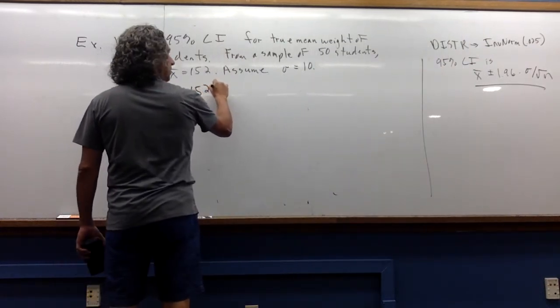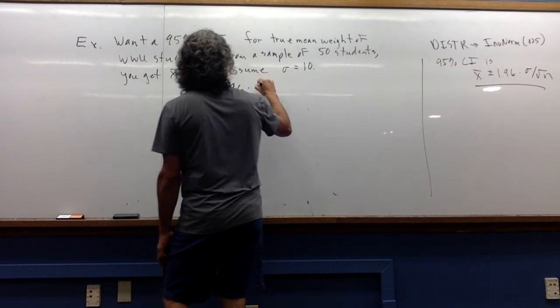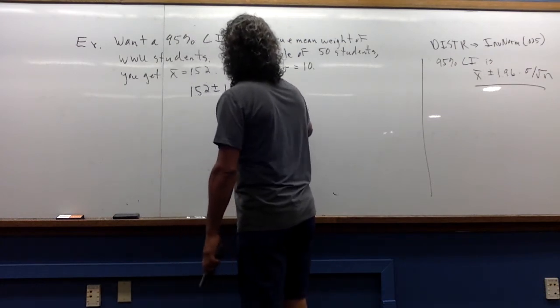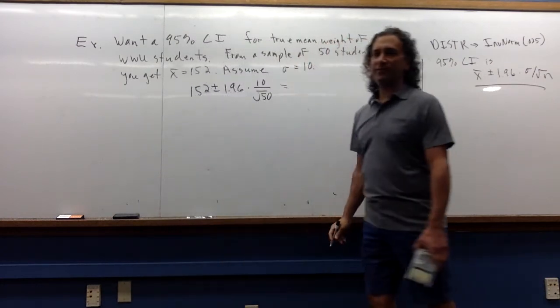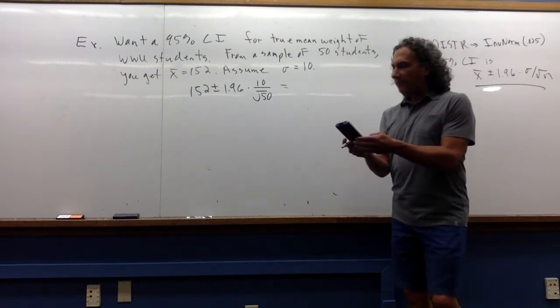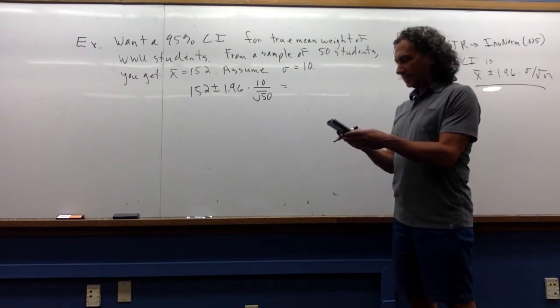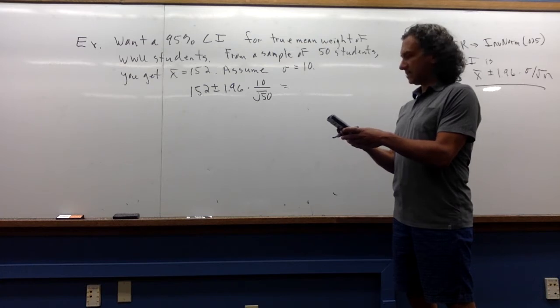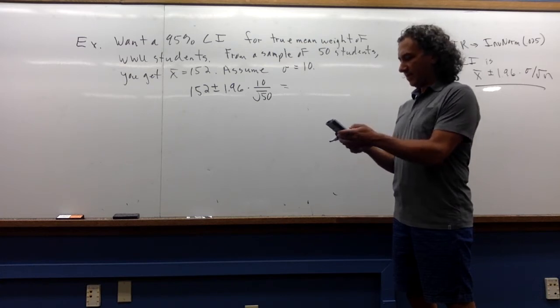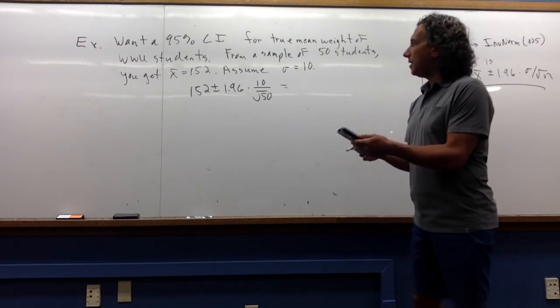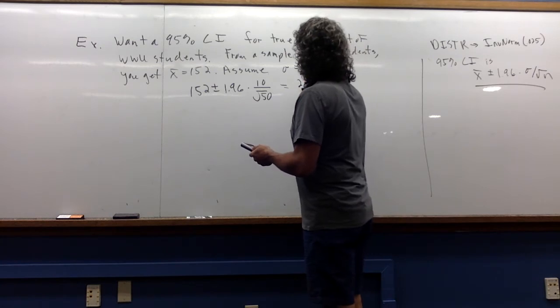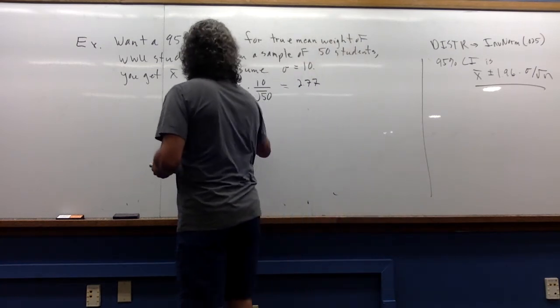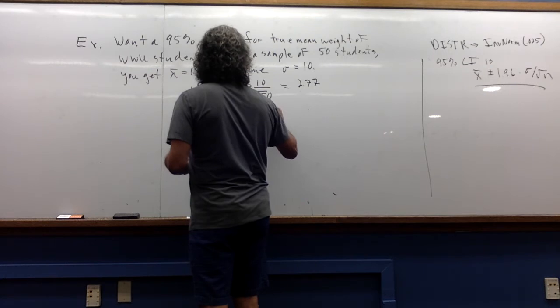That's just 152 plus or minus 1.96 times sigma, which is 10, over the square root of n, or the square root of 50. So let me write this in a couple of ways. 10 times 1.96, I think I can do that one in my head. Divided by the square root of 50, not so much. Okay, so we get 2.77. So you can write this as 152 plus or minus 2.77.